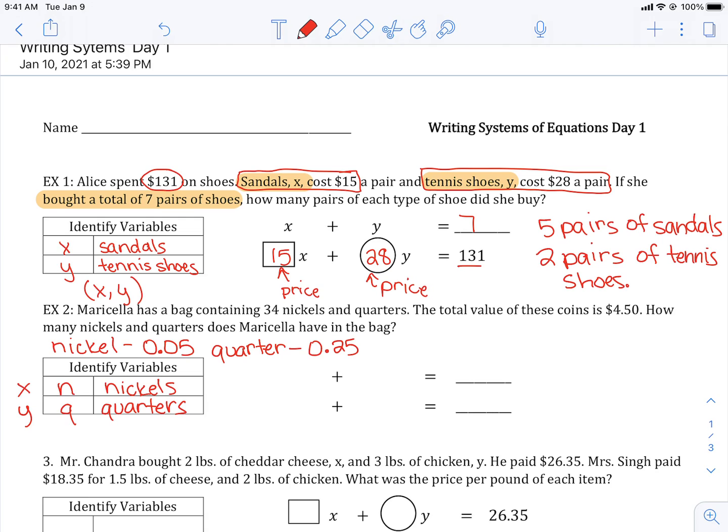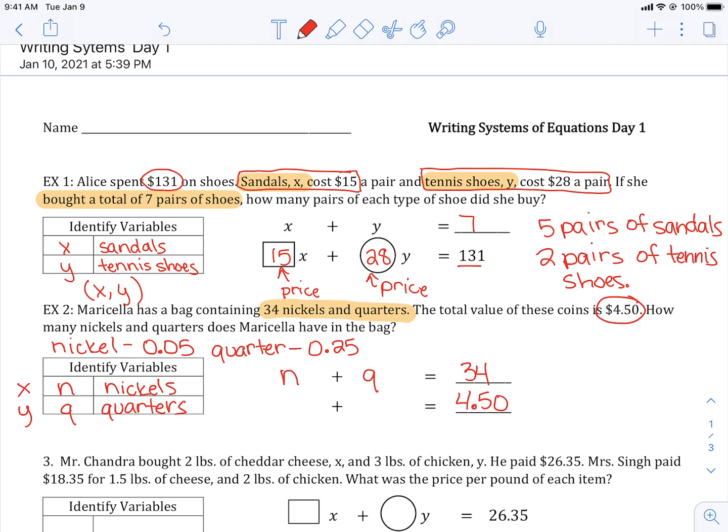So let's talk about just how many total coins she has. She has a total of 34 nickels and quarters. So if I have my nickels plus my quarters, I have 34 coins total. Now the next one can be about the total amount price-wise. Price-wise, she has $4.50.